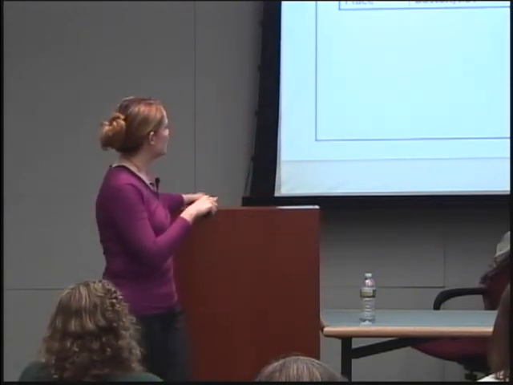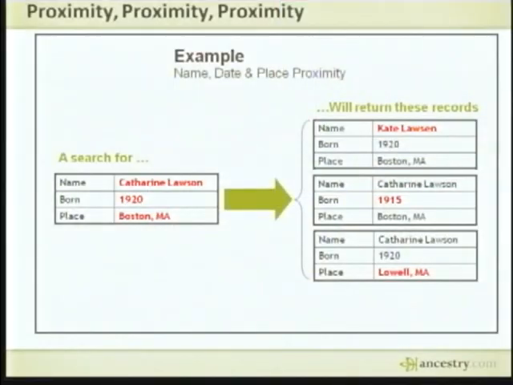Okay, so a simplified search. Let's do a search for Catherine Lawson, born 1920 in Boston, Massachusetts. You're going to get results for Kate Lawson, so name closeness. You're going to get one for a Catherine Lawson, born 1915, so temporally close. And then one for a Catherine Lawson, born 1920 in Lowell, Massachusetts, so geographically close. You want this to happen because, I will give you an example.